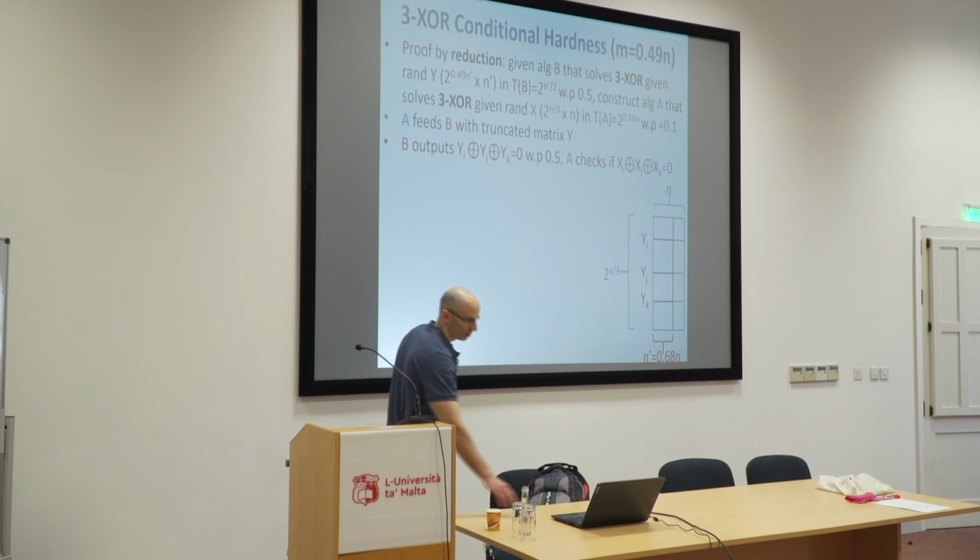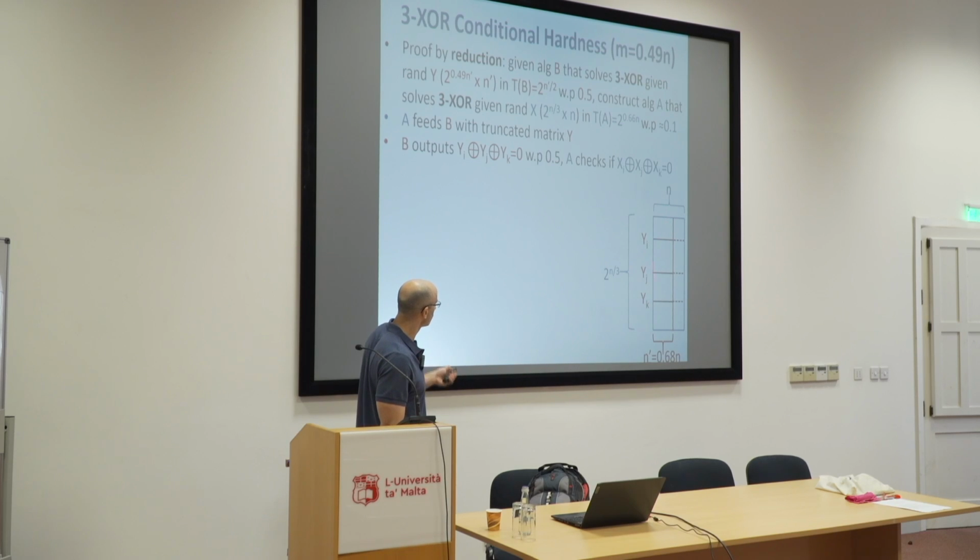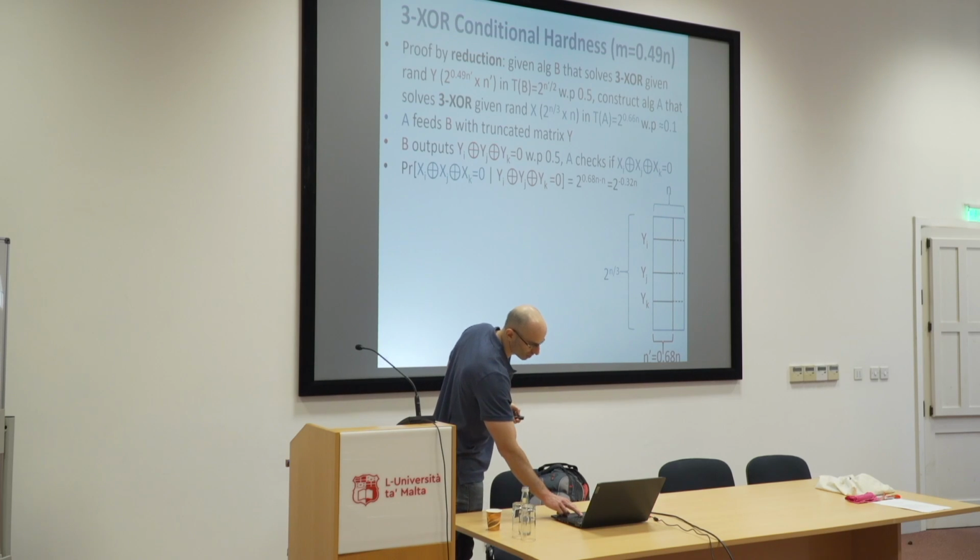Okay, so basically, we feed this thin matrix to B. We check whether these 3 vectors, I mean, these lengthened vectors now XOR to 0, and if so, we have an output for the 3 XOR solution.